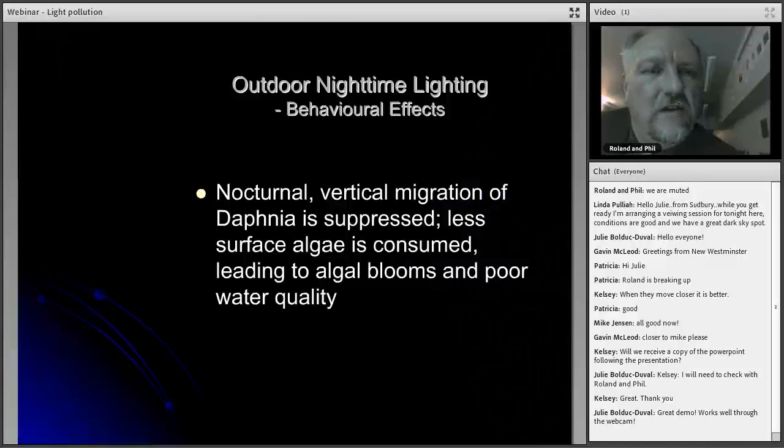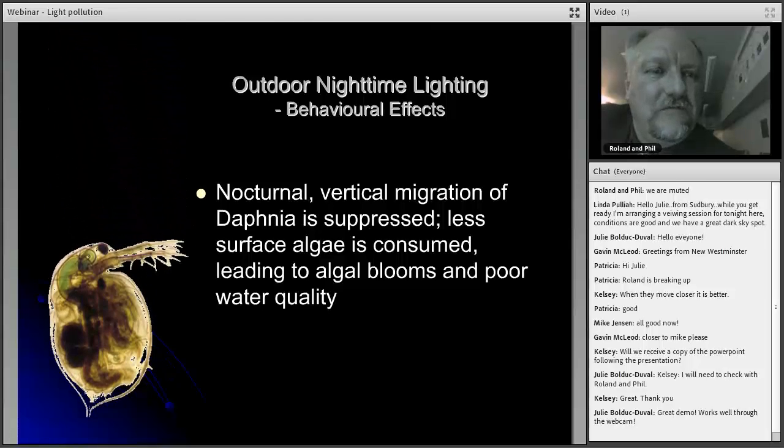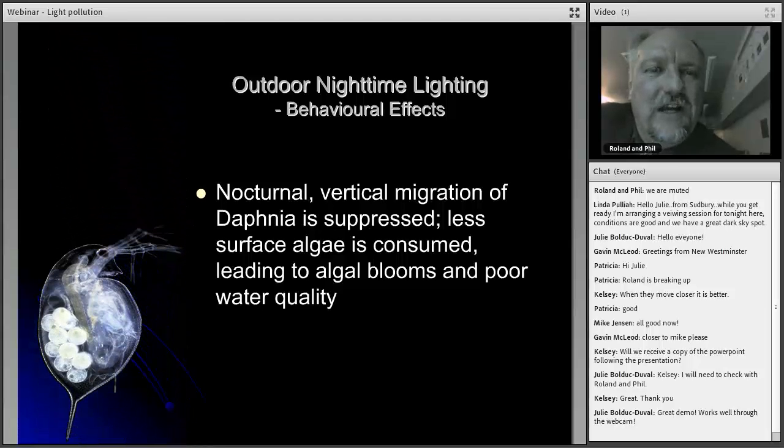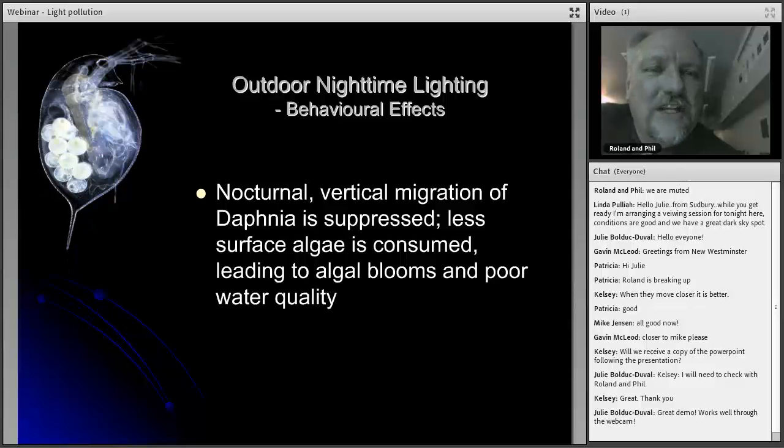All right, let's get away from birds for a little bit. We've got Daphnia, the water flea. It migrates with light levels in the water column. And what happens is at night, they come up to the surface and feed on the algae. And in the daytime, they drop down to stay hidden.